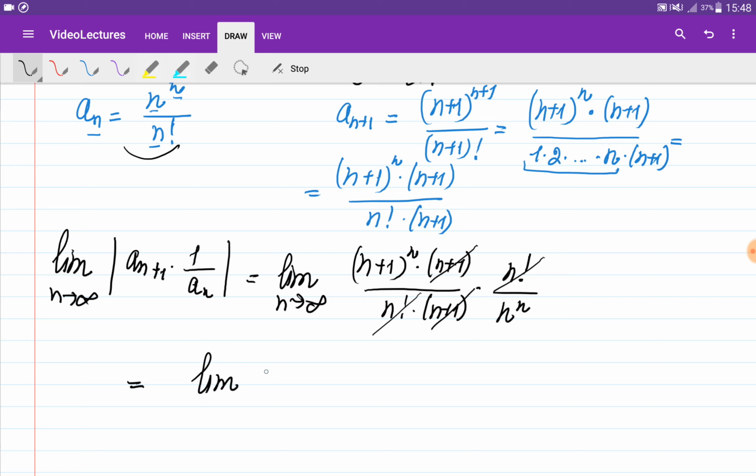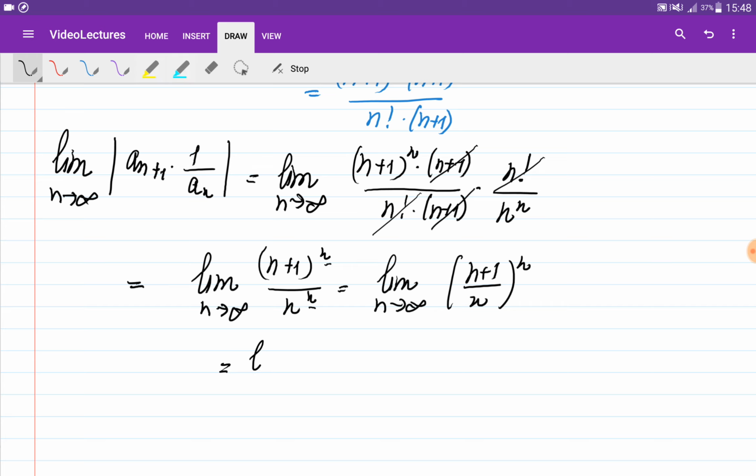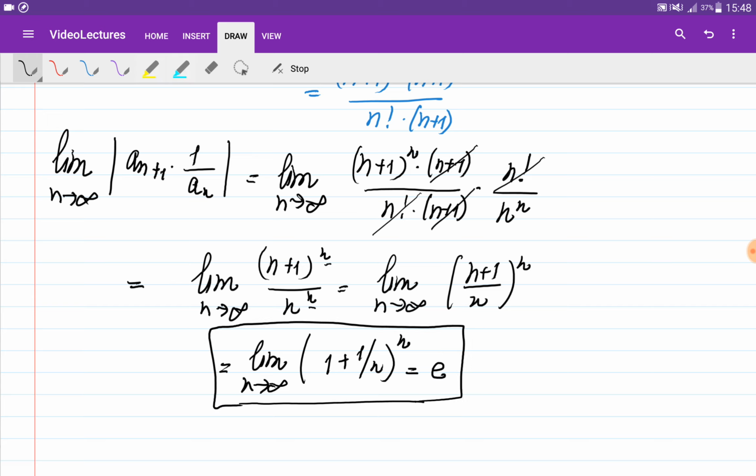the limit of (n+1)^n divided by n^n when n goes to infinity. Since both of the terms have the same power, we can write them with a common power: ((n+1)/n)^n, and I can write this in the following form: (1 + 1/n)^n when n goes to infinity. This is the special limit, which is equal to e. Basically, it is the definition of e.